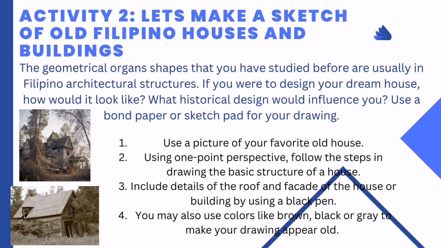Use a picture of your favorite old house. Using one-point perspective, follow the steps in drawing the basic structure of a house. Include details of the roof and facade of the house or building by using a black pen. You may also use colors like brown, black, or gray to make your drawing appear old.